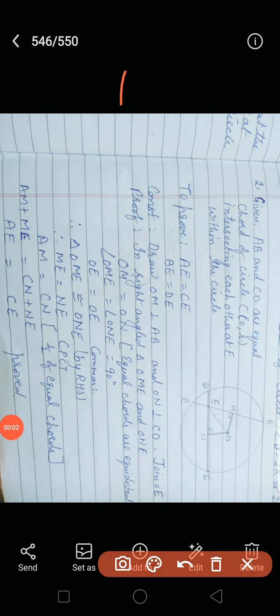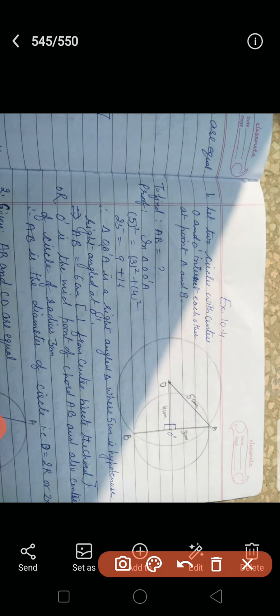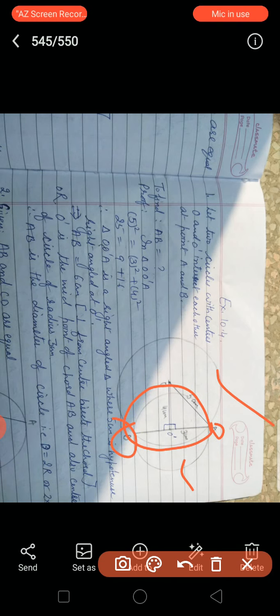Hello everyone, let us start question number 1 of exercise 10.4. In this question you can see this is a circle and two circles intersect at 2 points A and B, and the line joining A and B is the common chord of both of the circles.